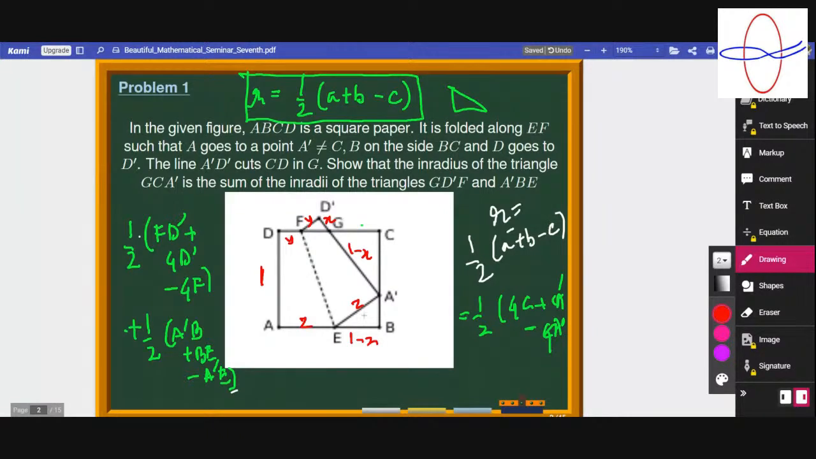So let's try to find out the values now. So it is x plus y. So therefore it's half into x plus y. In this case, FD dash is y. GD dash is x. And minus GF is already there. Well, let's see that. A dash B is, we don't know that. BE is 1 minus z, and A dash E is z.